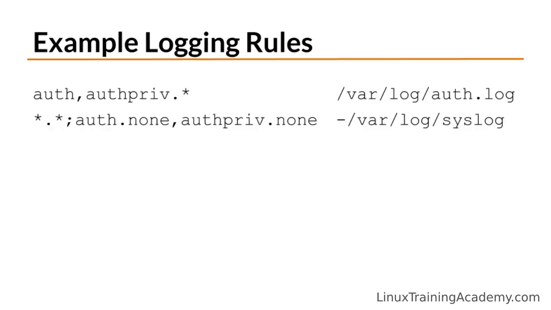This example is taken from an Ubuntu system. The first line ensures all messages from the auth and authpriv facilities are written to /var/log/auth.log. The second line writes all messages except ones originating from the auth and authpriv facilities to /var/log/syslog.